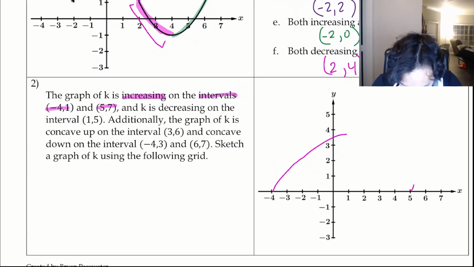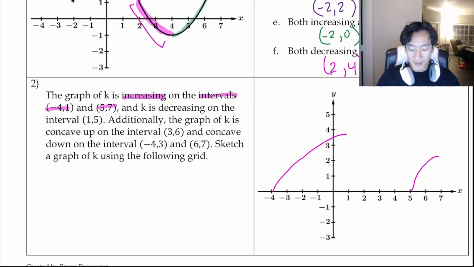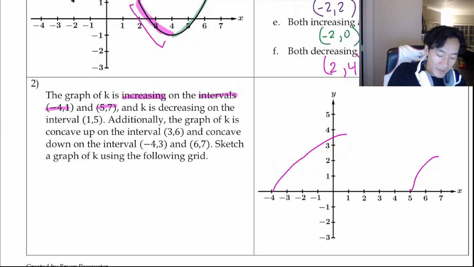Again, something like that. Right? From 5 to 7, it's increasing. And -4 to 1, it's increasing, right? All those parts are true right now. Then I'll move on to the next part and make sure that they're valid, right?